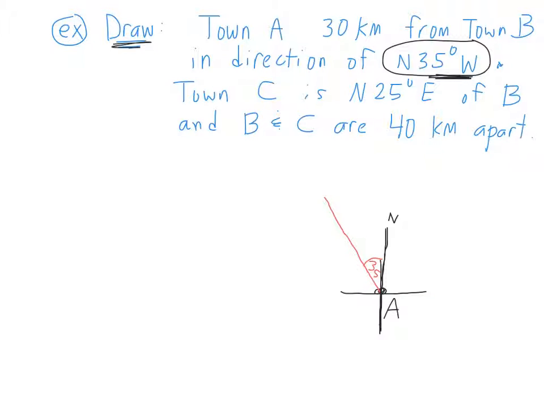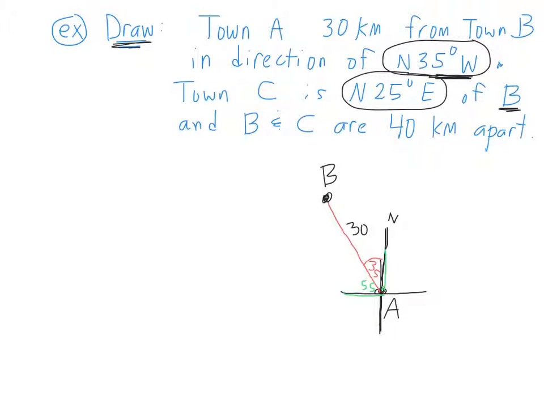Okay, by the way, this angle right next to it here would have to be 55, since we're talking about north, south, east, and west. They'd have to add 90 degrees, right? So at the end here, we would have our town B, and we are told that this is 30 kilometers away. All right, from there, we have town C, and this town is north 25 degrees east of B.